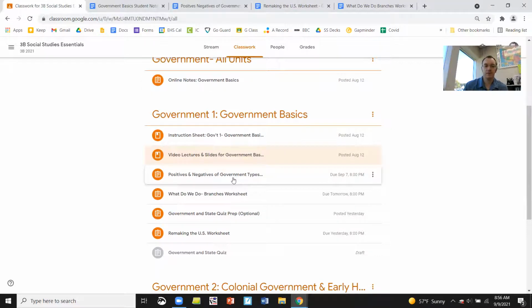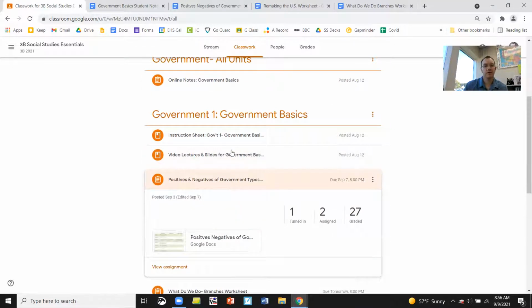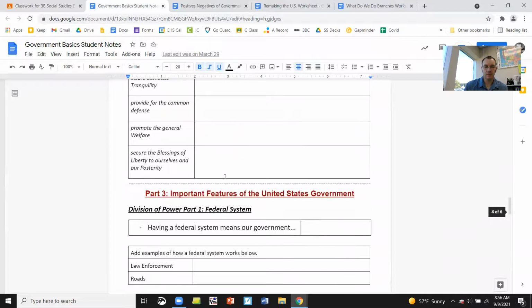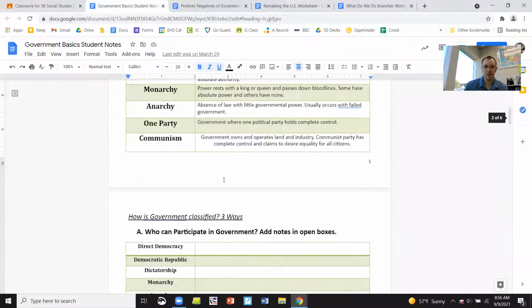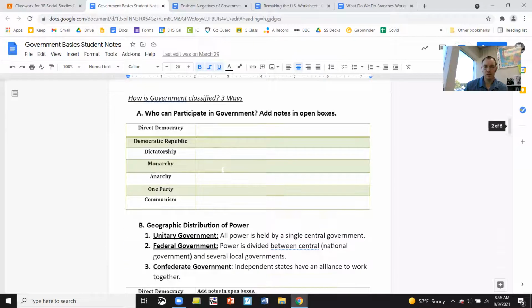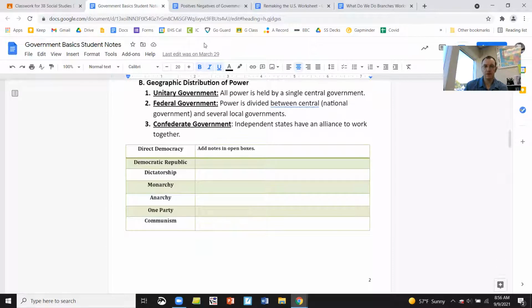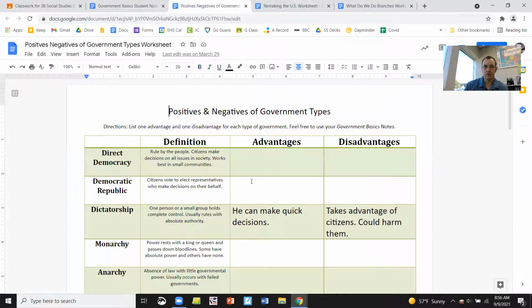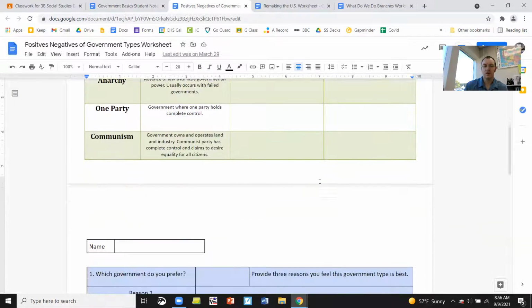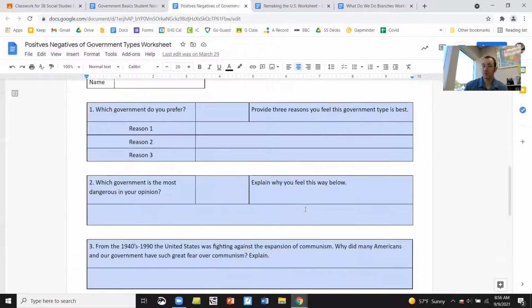Our 3 assignments we've worked on, the first one is the positive and negative government types. And so in the notes, I'll show you here, we talked about the different types of governments and how they operate in different ways. So then they had to fill in a chart talking about what's positive and negative about each type of government. What are the advantages and disadvantages? And then I graded them on the bottom part. Which government do you feel is best? And give me 3 reasons why.